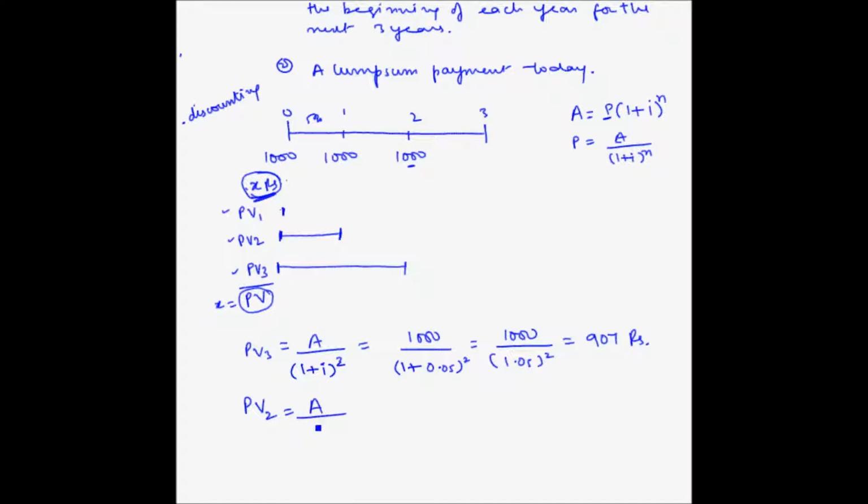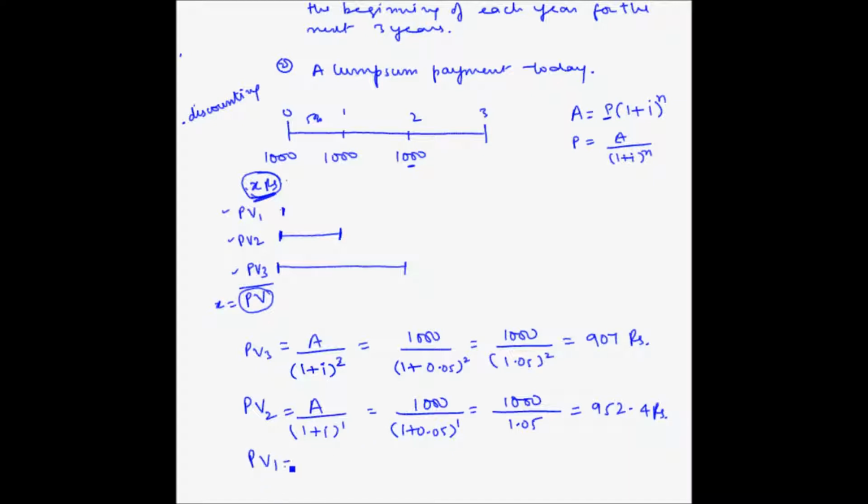So this is again A divided by 1 plus i to the power 1, because this is being compounded for 1 year. So this is 1000 divided by 1 plus 0.05 to the power 1, which is 1000 divided by 1.05. So this is 952.4 rupees.